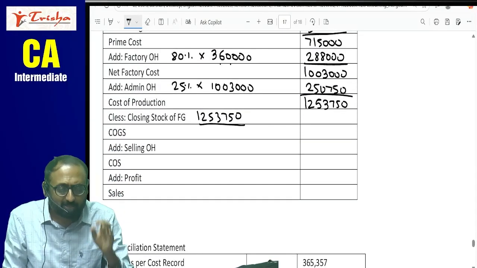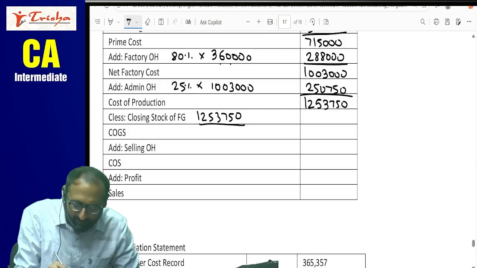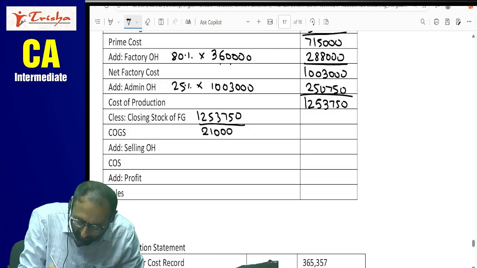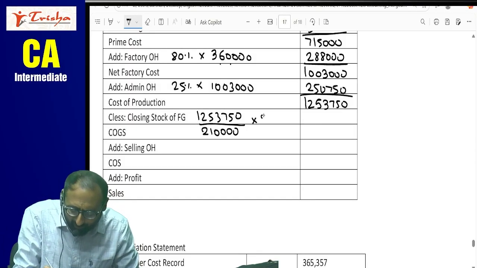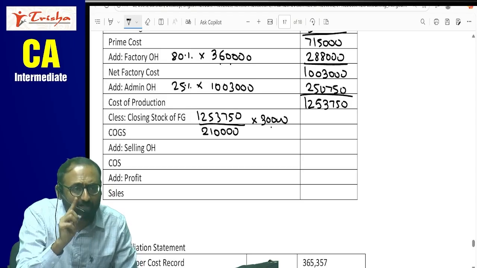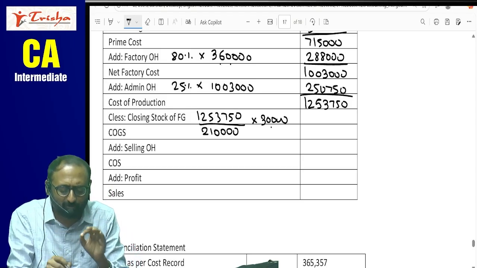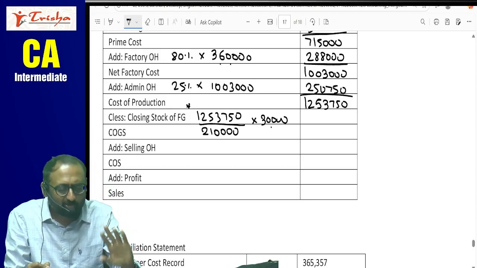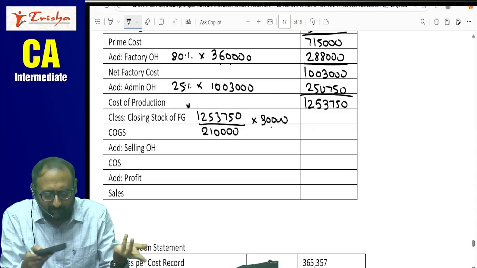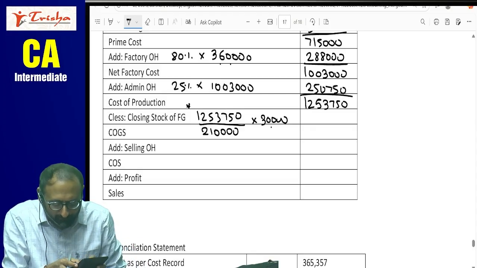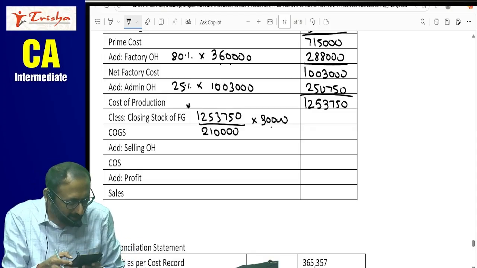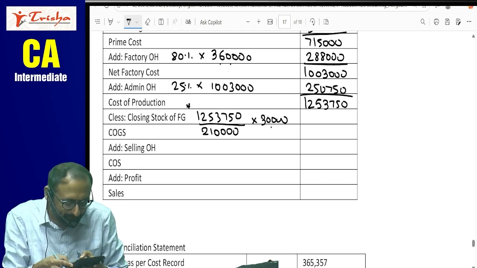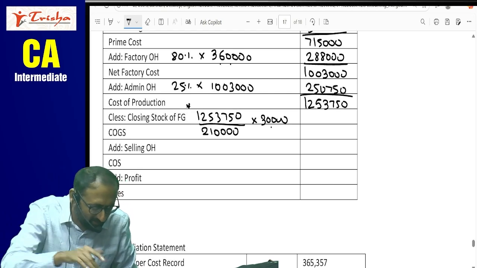So boys and girls, 12,53,750 divided by 2,10,000 production quantity, multiplied by closing stock quantity of 30,000. Don't forget to use this formula. If you are not using this formula, gone, sir. You will get directly half marks. 12,53,750 divided by 2,10,000 multiplied by 30,000. Yes, some online students are giving the correct answer.